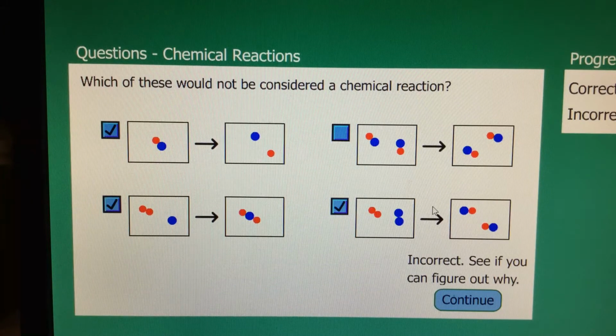And it says it's incorrect. Let me see if I can figure out why. Oh, I read it incorrectly. So the correct one would be this one. This one's not a chemical reaction and the rest are. So I read it incorrectly.